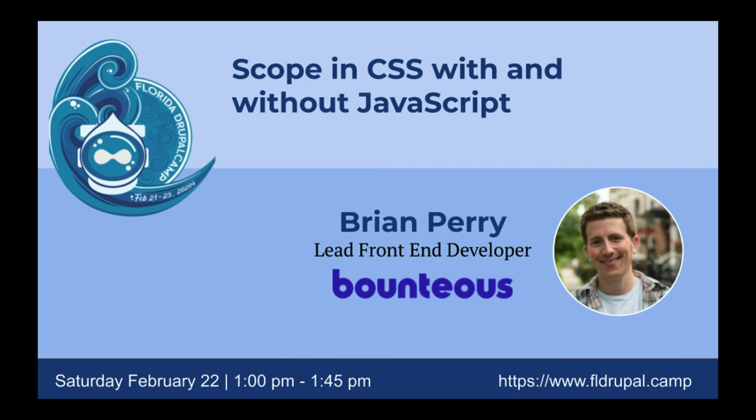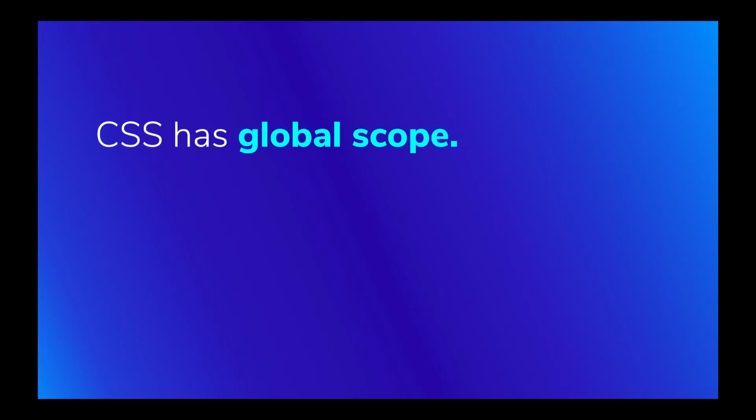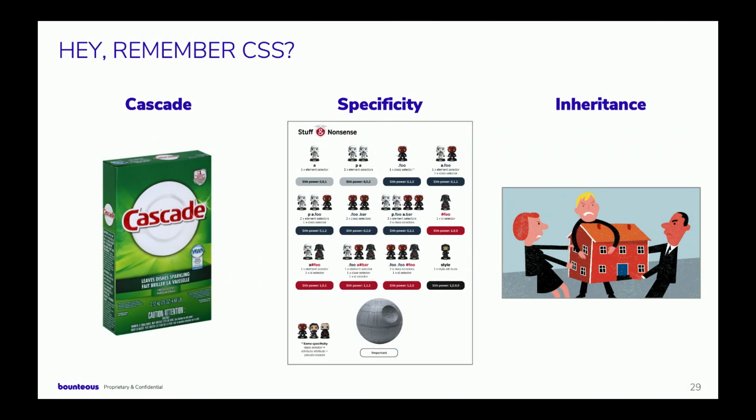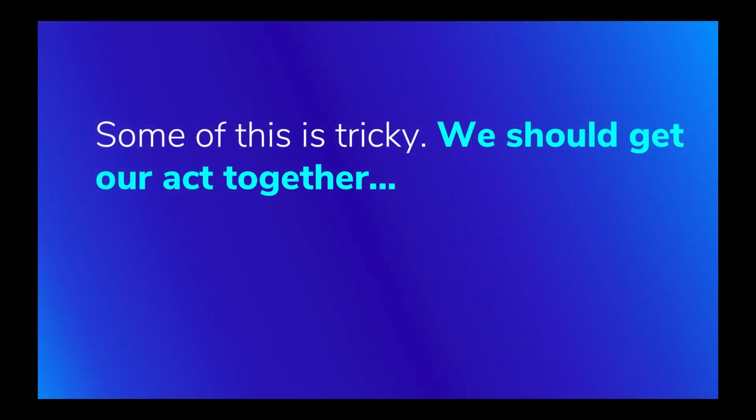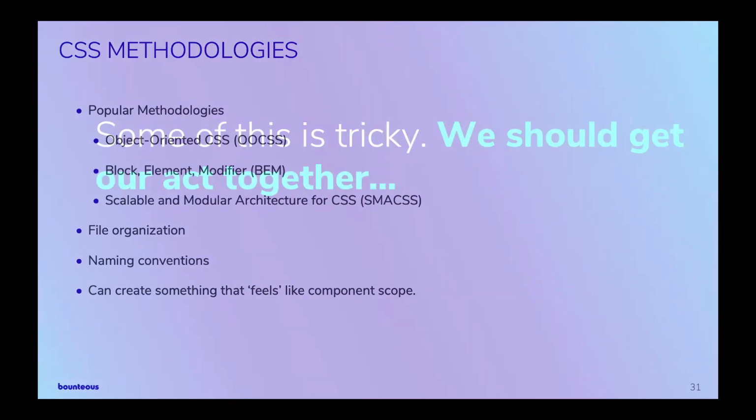So this is scope in CSS with and without JavaScript. CSS has global scope. So we talked about the Cascade and specificity and inheritance, which is obviously represented by mourners arguing over a house in this image. And some of that stuff is hard, and understanding how those rules come together can be challenging. So we should get our act together to try to balance that out.